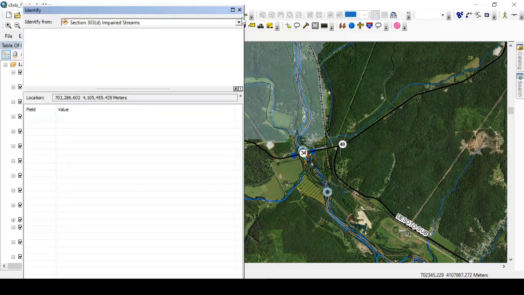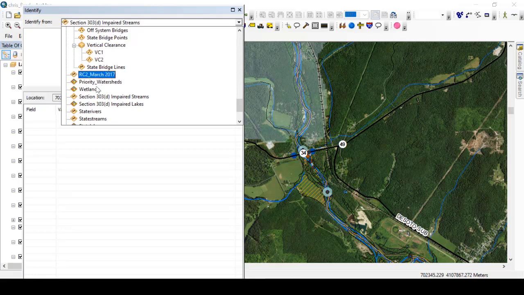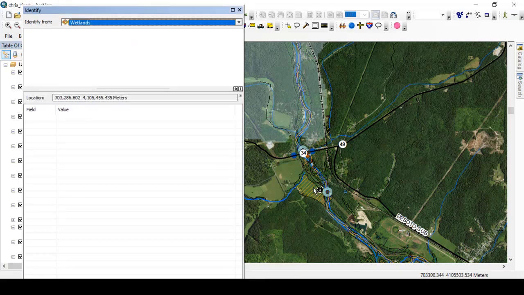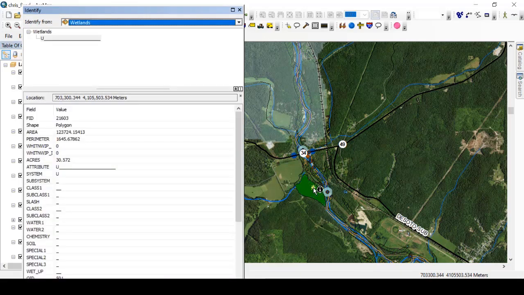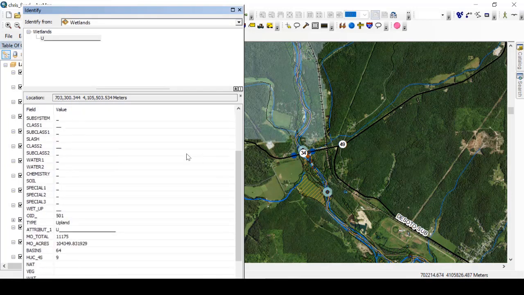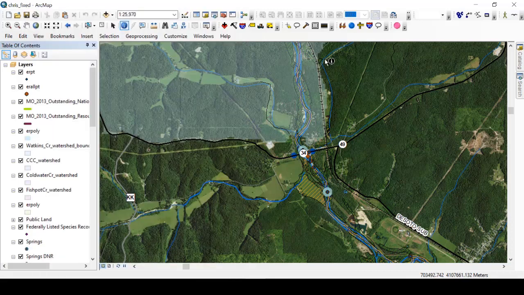Right here, we have to go to Wetlands to select that. We can click in and see the type of wetland that we have here. It's classified as an upland wetland, but it's an indicator that there may be wetlands in the project area. And I'm going to now zoom in because we have so many things in this area.